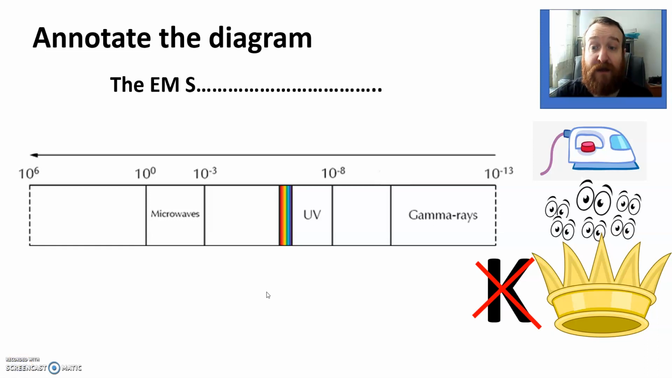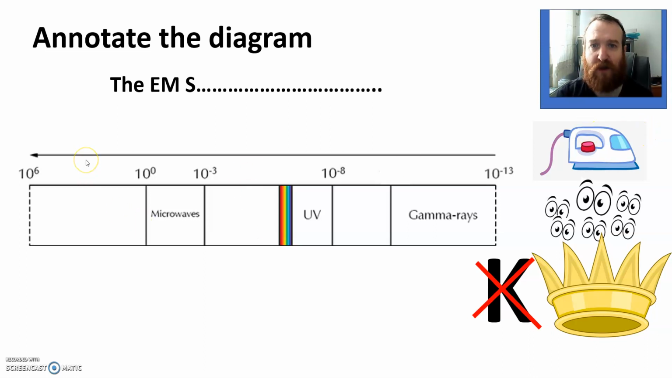Hello Year 10. This week's first job is to annotate this diagram. I've given you some clues about what the diagram's about. I've got the start of the title, EM something. I've got some labels in here. I've got this little cartoon that maybe will be able to help you with a really important word.